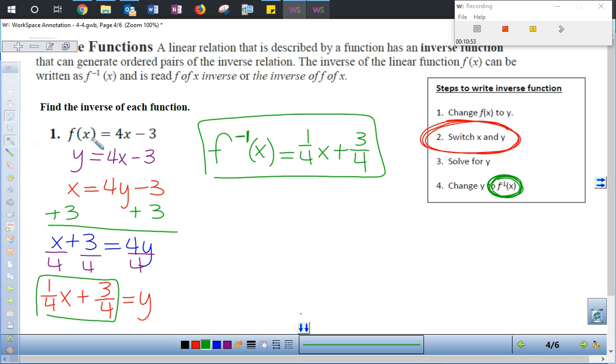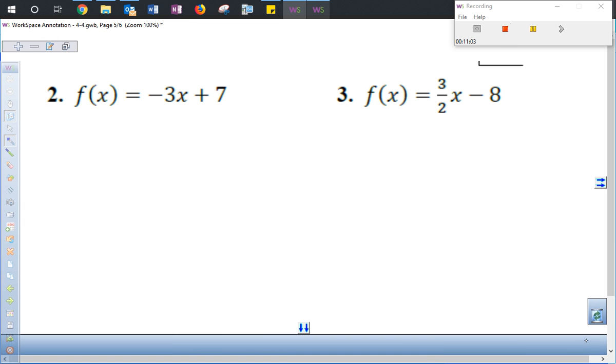So our 4 steps: change f of x to y, switch your x and y, solve for y, and then put y back to f inverse of x. Let's try it again on number 2.